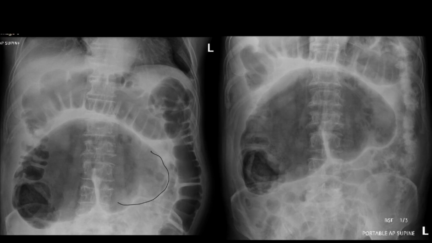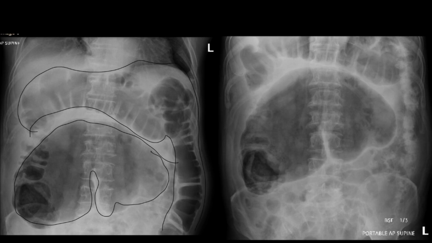And here you can see this is massive colon dilation. So we call this massive colonic dilation because of obstruction. Okay.